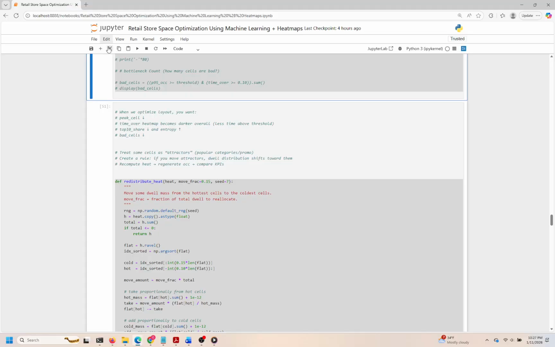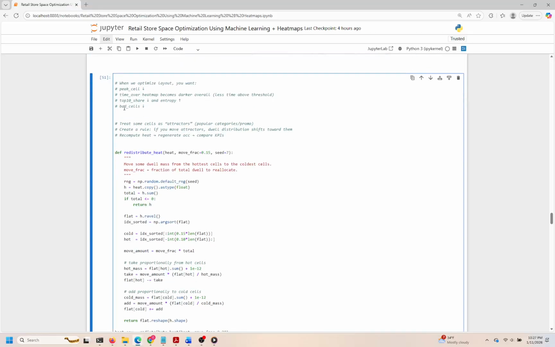Cell 11. In this cell, we focus on redistributing dwell time across a heat map to optimize layout and improve user engagement. The essence of this process lies in strategically moving dwell distributions from the hottest to the coldest areas, which can lead to a more balanced and effective layout.